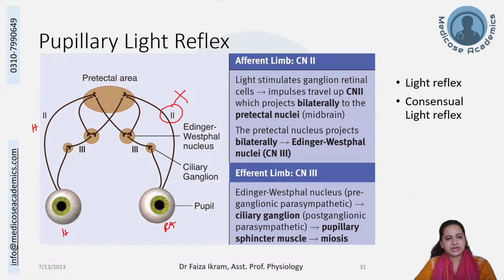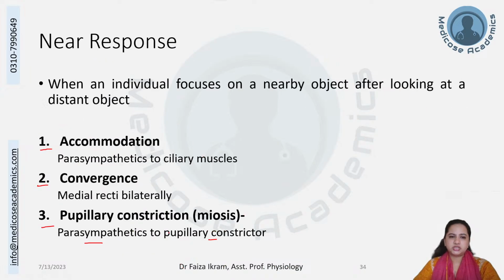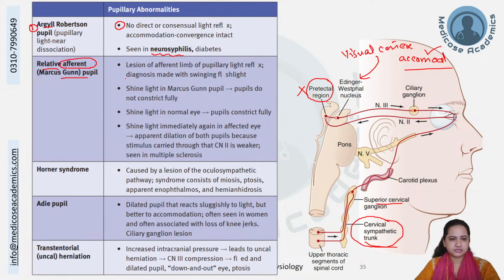If this initiates the light reflex, it will not only constrict the pupil of the left eye but also of the right eye, because this has a bilateral activation and the efferent limb of this reflex is normal for the right eye too. So the condition in which the direct light reflex is absent but the consensual light reflex is present is caused because of damage to the afferent limb in only one eye, and this is known as Marcus Gunn pupil.